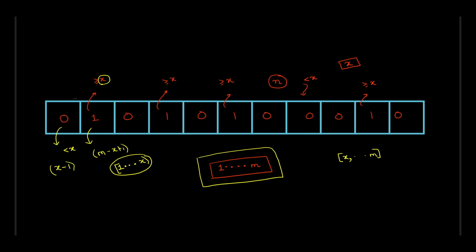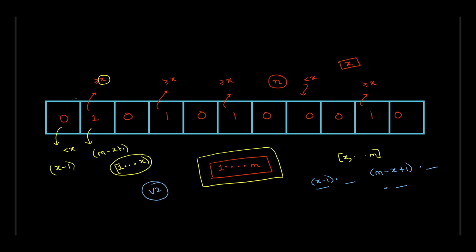So what is the final answer? You multiply x minus 1 every time you see a 0, and you multiply m minus x plus 1 every time you see a 1, and you repeat this n times, and the final multiplication of whatever terms you come up with will be your answer. So in this way you can solve version 2 of the problem.